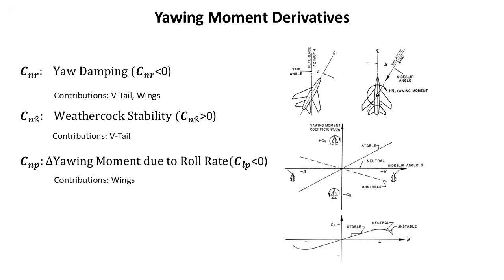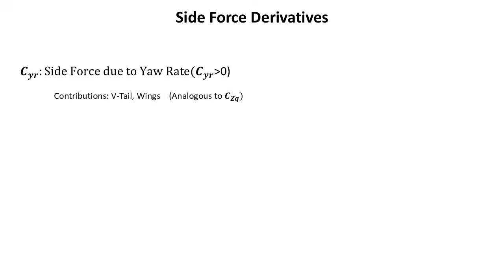CNP also plays an important role in coupling the yaw and roll during a Dutch roll. While CNP should be negative, this is not a strict rule for stability. A positive value here means that when rolling, the aircraft just yaws in the same direction, which is pro-yaw versus adverse yaw.